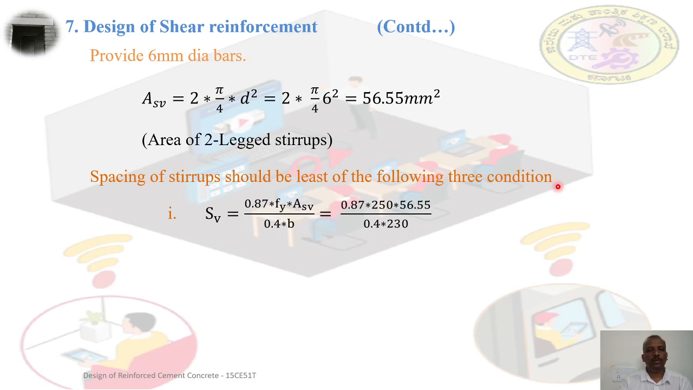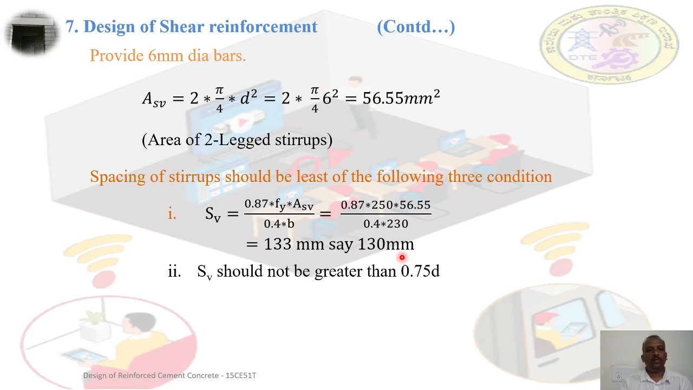The first one is spacing equal to 0.87 fy into Asv divided by 0.4 into b, for nominal shear reinforcement. Here we put fy equal to 250, multiplied by the area of the two-legged stirrup, divided by 0.4 into 230. So we get a spacing equal to 133 mm. We can say it is 130 mm.